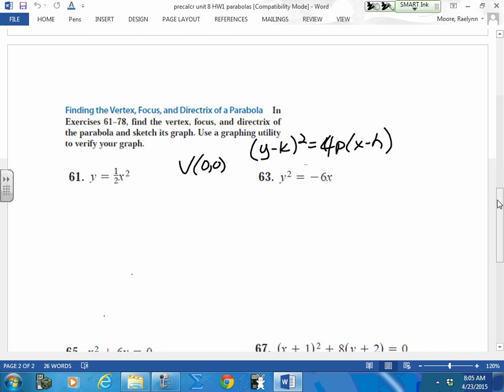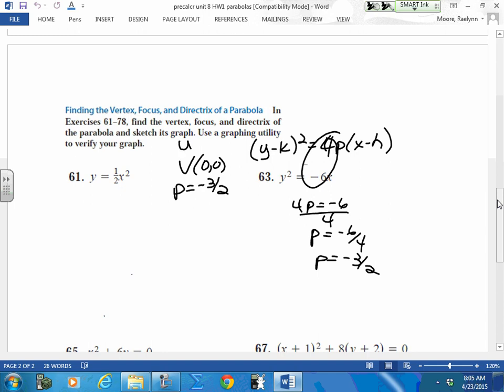So now, we're lining this up. We know what our vertex is. Let's do our 4P. Divide by 4. And let's just reduce this down. Keep a fraction. So now we know P. So if P is -3/2 and this is a Y squared, which way is it going to open? Left. So here's my parabola. 0, 0. Opens left. And P is -3/2.